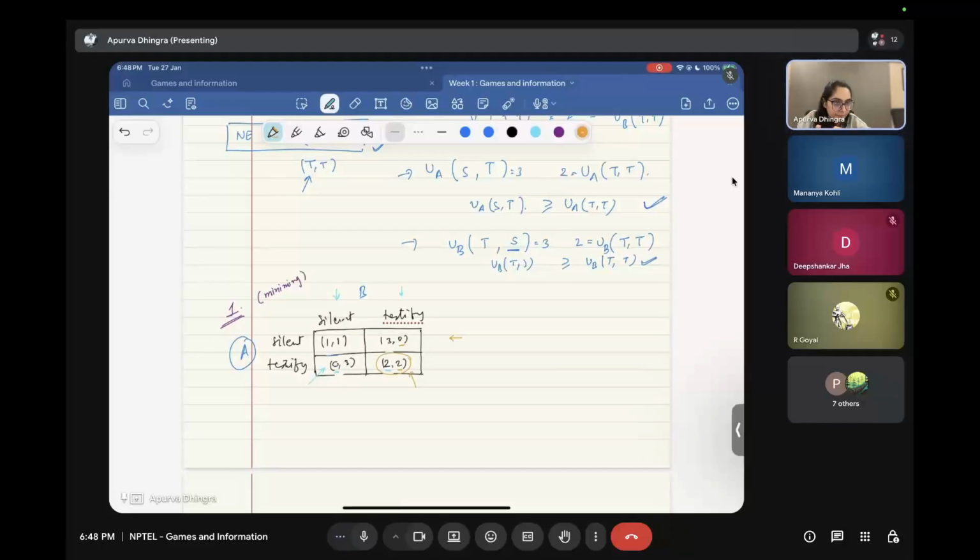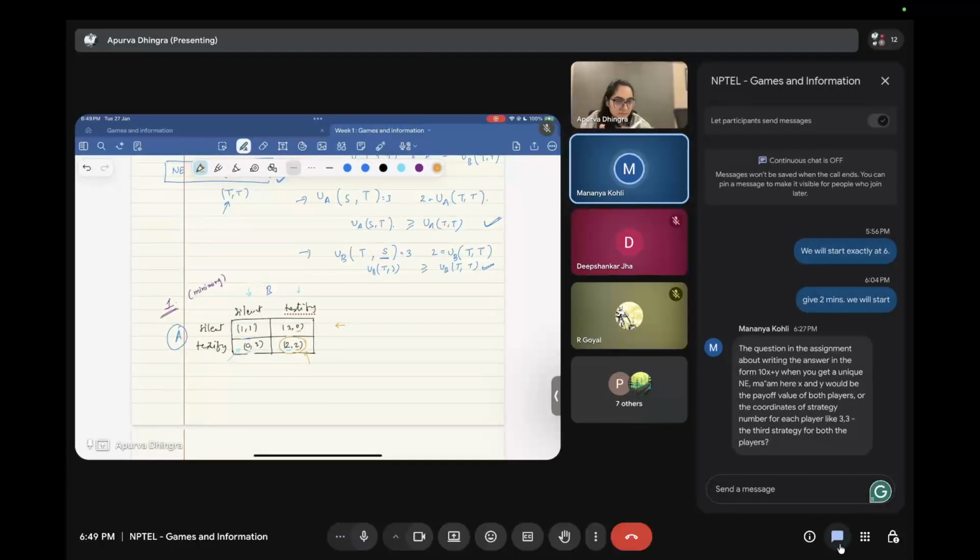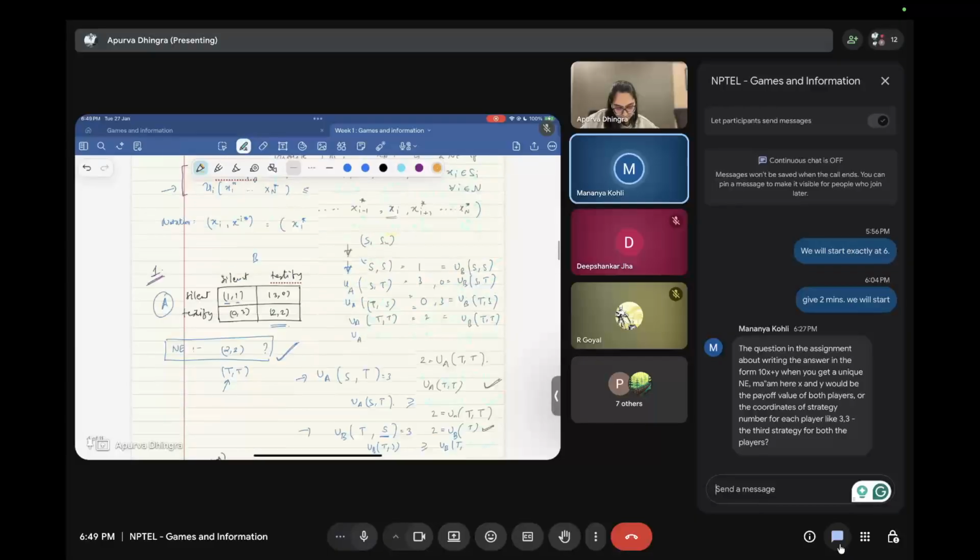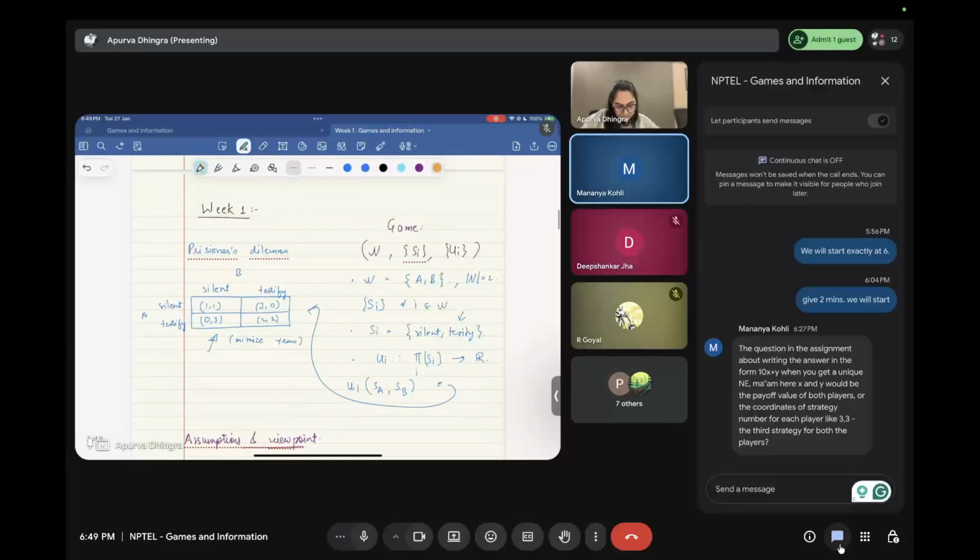Ma'am, there's a question in the assignment that once you find a unique Nash equilibrium, give us 10x plus y. Here x and y would be the utilities of the Nash equilibria, or the coordinates of the matrix? Utilities, the actual values. So in this case that would be 2 and 2. For prisoner's dilemma, the Nash equilibrium is 2 and 2. So in 10x plus y, we'll put 2 and 2, right? Okay, thank you, ma'am.